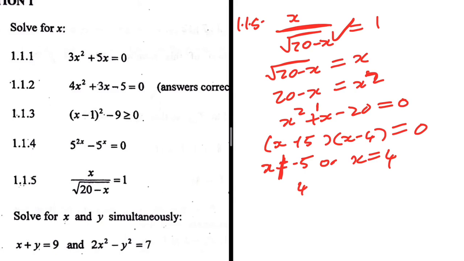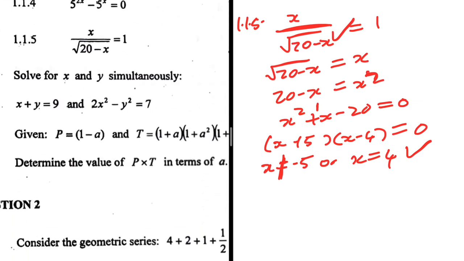If we substitute 4, we get 4 divided by the square root of 20 minus 4. So this is 4 over the square root of 16, which is equal to 1. So x equals 4 is correct. X cannot be equal to minus 5. So that is 1.1.1 to 1.1.5.